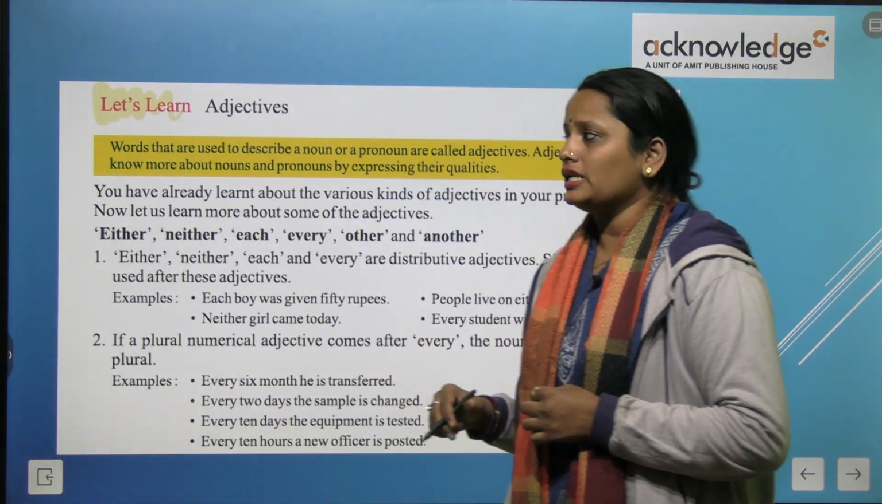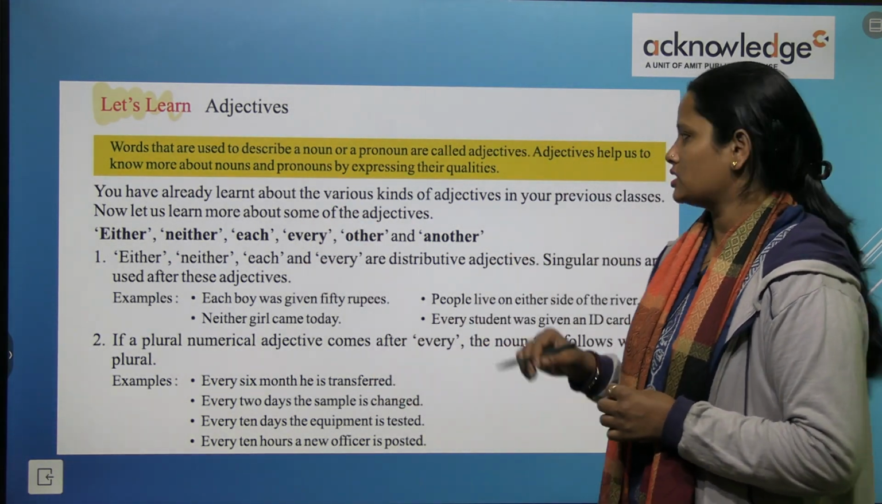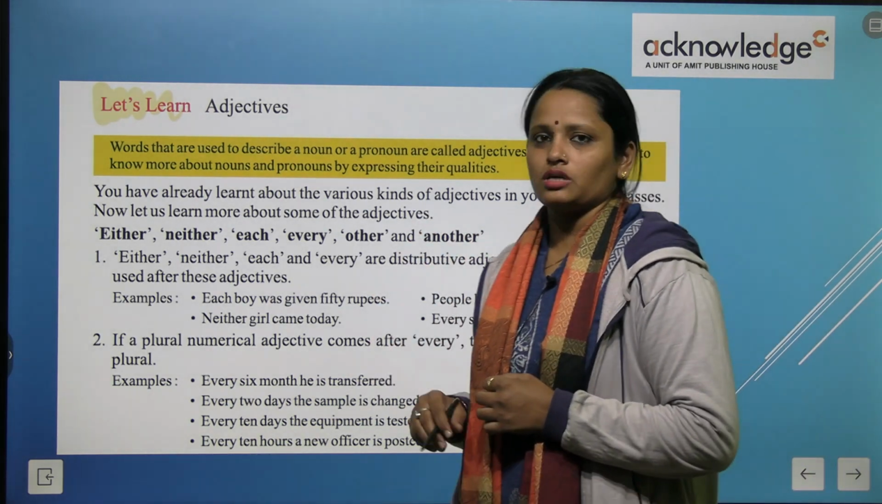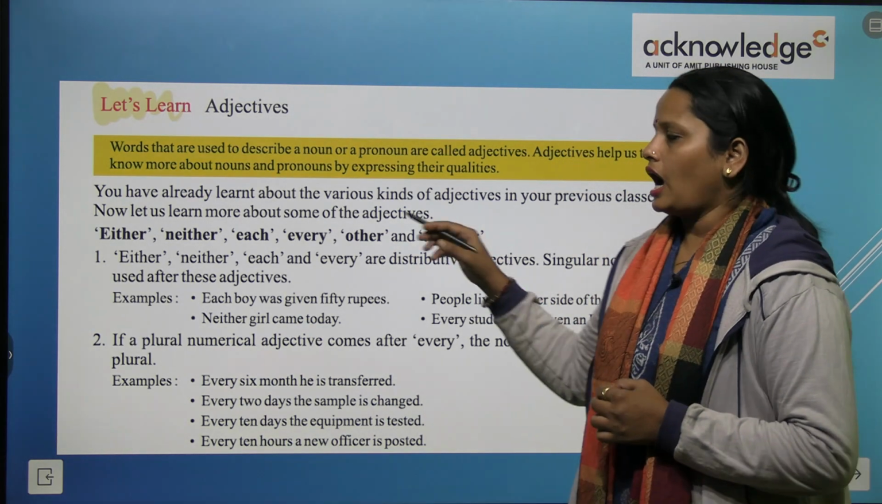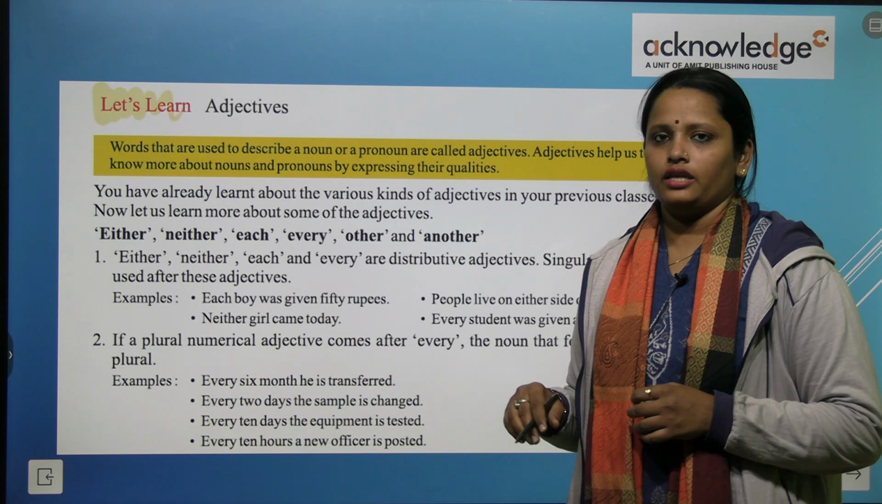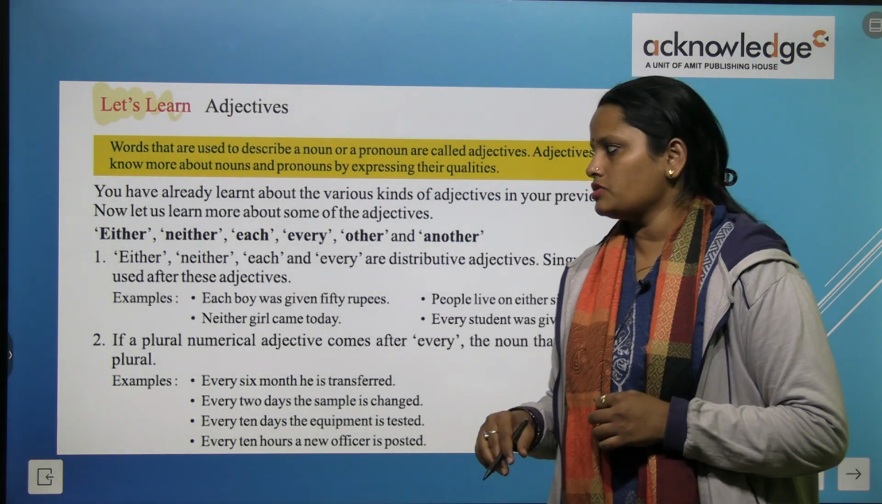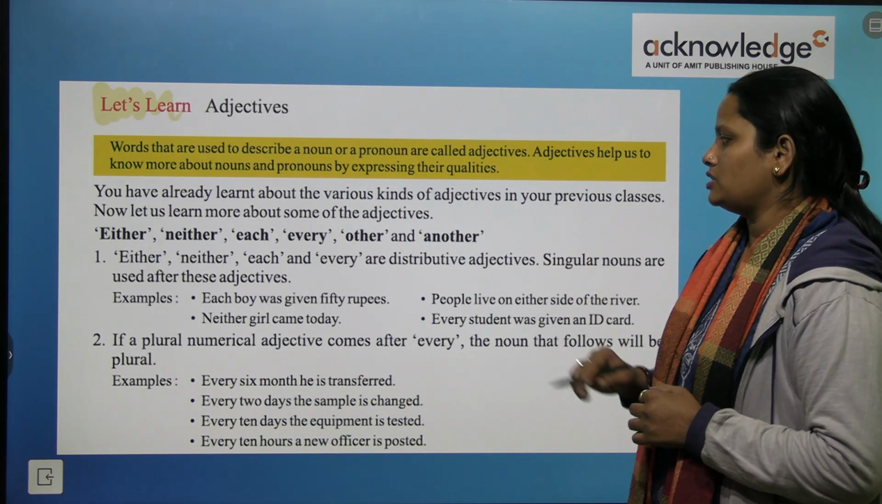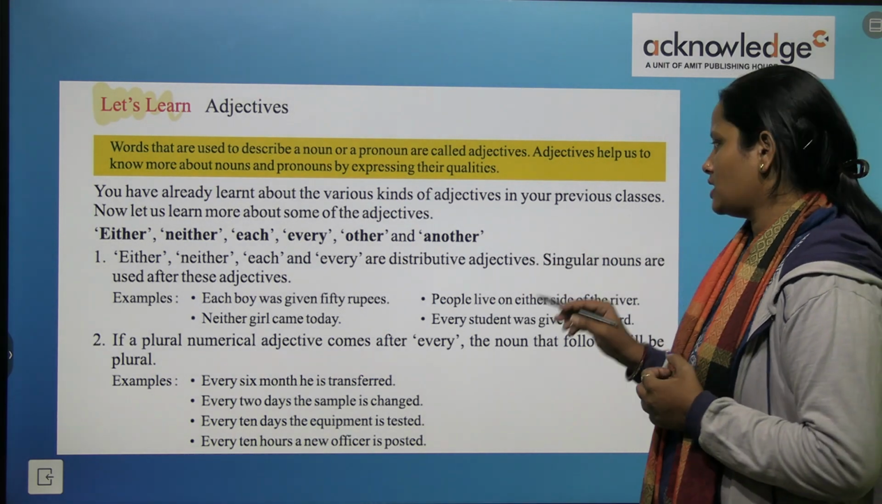So you have already learned about the various kinds of adjectives in your previous classes. Now let us learn more about some of the adjectives here: either, neither, each, every, other and another. So here comes the first one. Either, neither, each and every are distributive adjectives. So ये distributive adjectives हैं.